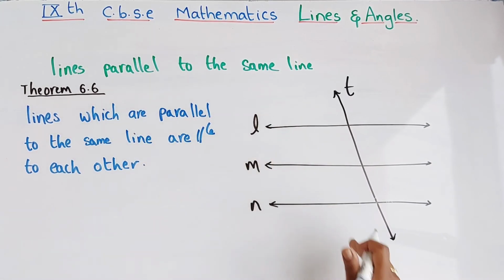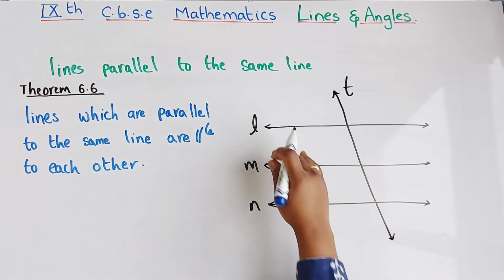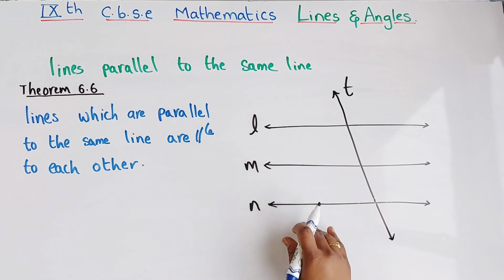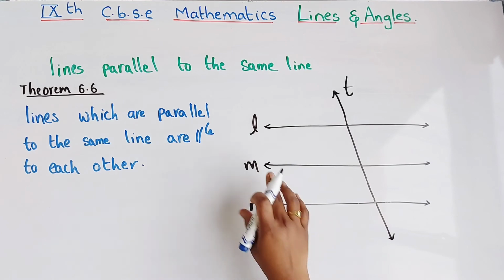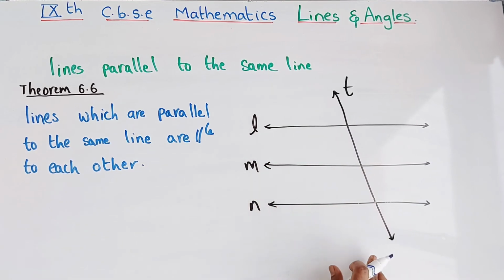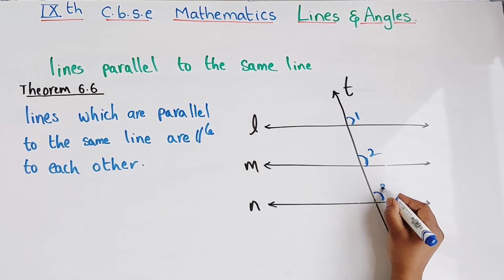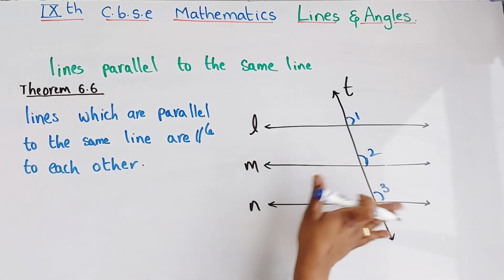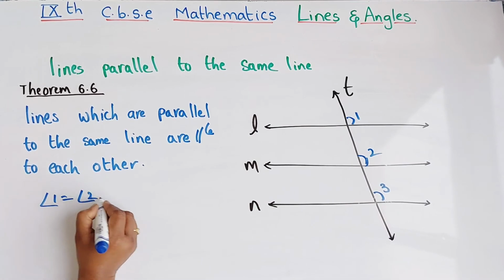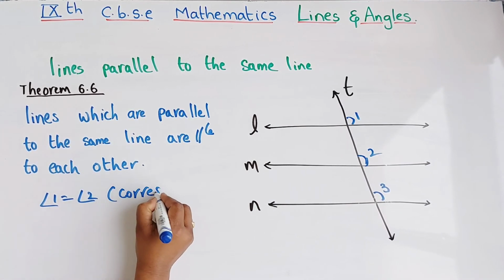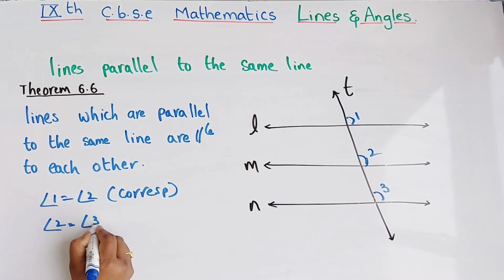Lines parallel to the same line. That means we have already seen two parallel lines with one transversal, right? Here we have three parallel lines with a transversal. Correct? See, L, M, N are three parallel lines. If you see the angles here, angle 1, I can write angle 2 here, and here angle 3. Suppose only two parallel lines are there, then 1 and 2 are equal. 1 equal to 2 because corresponding angles. Here I can say 2 equal to 3 also. Angle 2 equal to angle 3 also.